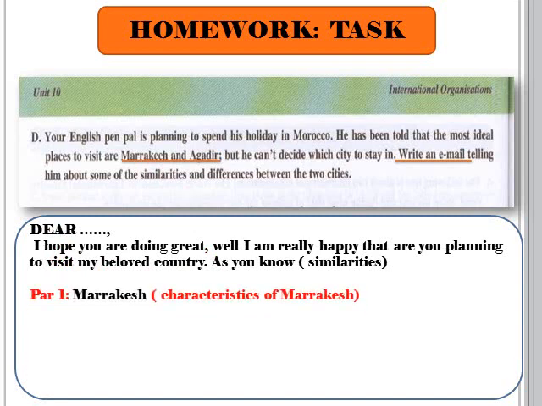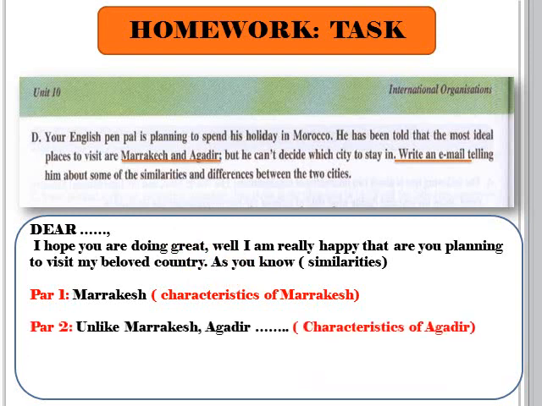Next, I must write the body paragraph number 1 about Marrakech. I will mention the characteristics of Marrakech and use linking words, not just keep going. I must use moreover, also, besides. Alright. Next, body paragraph number 2, I will say unlike Marrakech, or if you want, you are free to do it as you like. Agadir, and I start with the characteristics of Agadir. Agadir has superb beaches, also it has wonderful hotels, and I keep going with linking words.